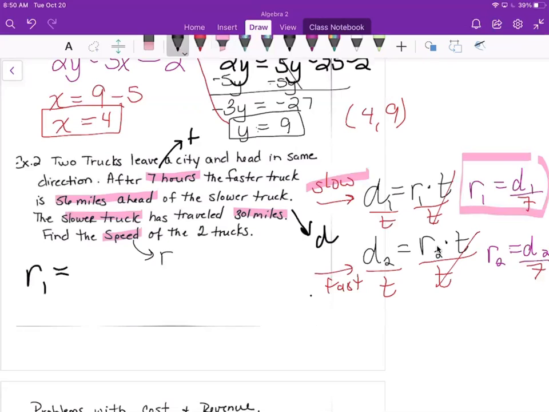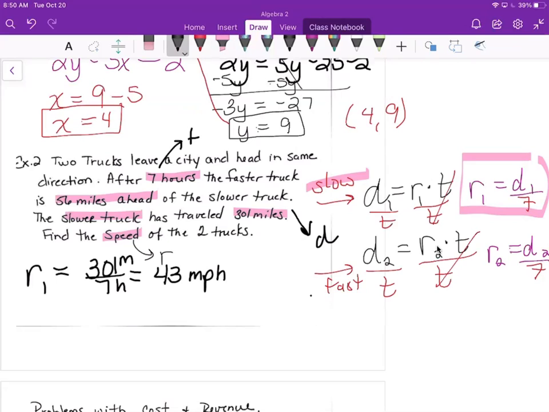So it's going to look like this. R1 equals 301 miles over 7. Well, that's easy. If we divide 301 by 7, we're going to get 43 miles per hour. Those were in miles, this is in hours, so that's miles per hour.